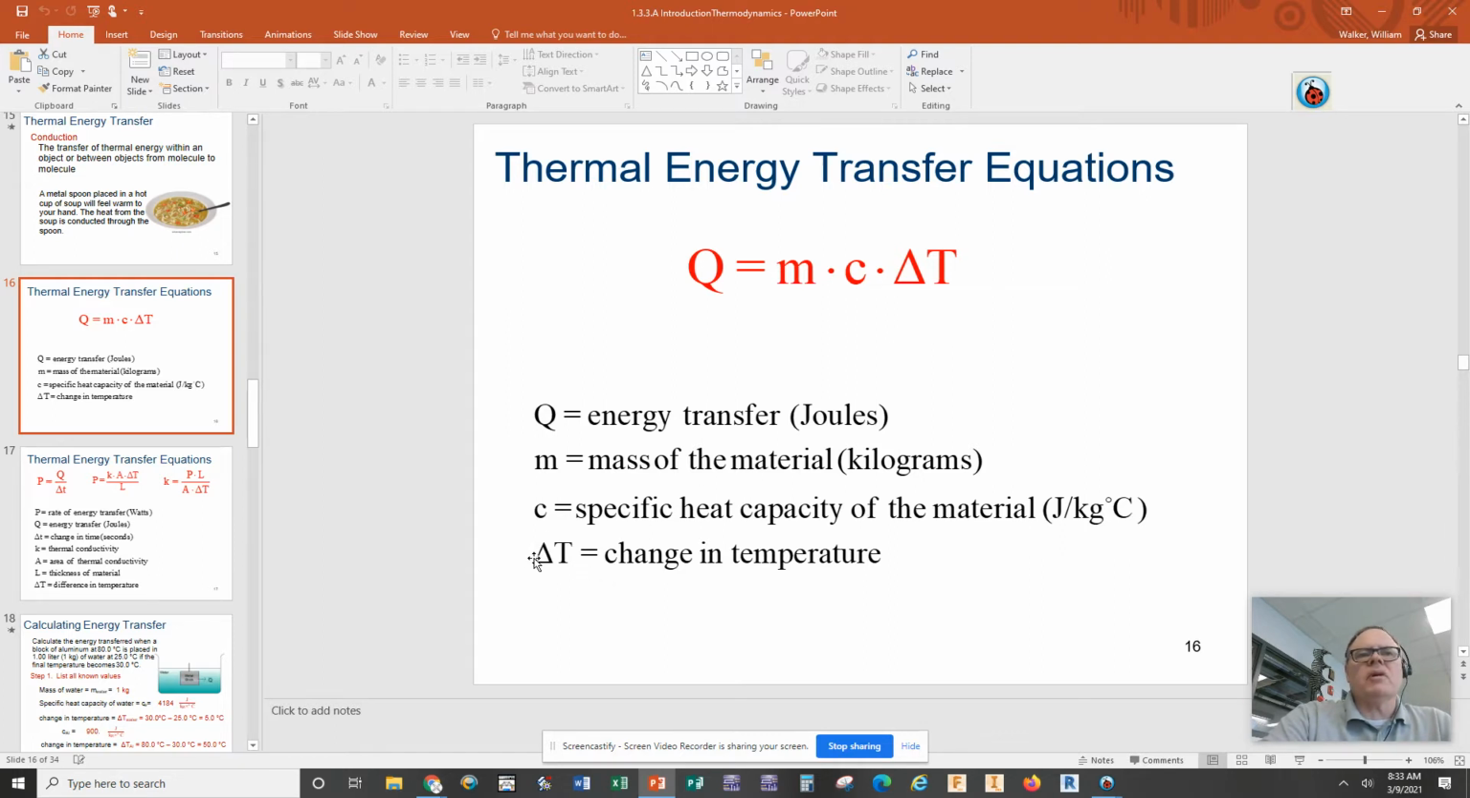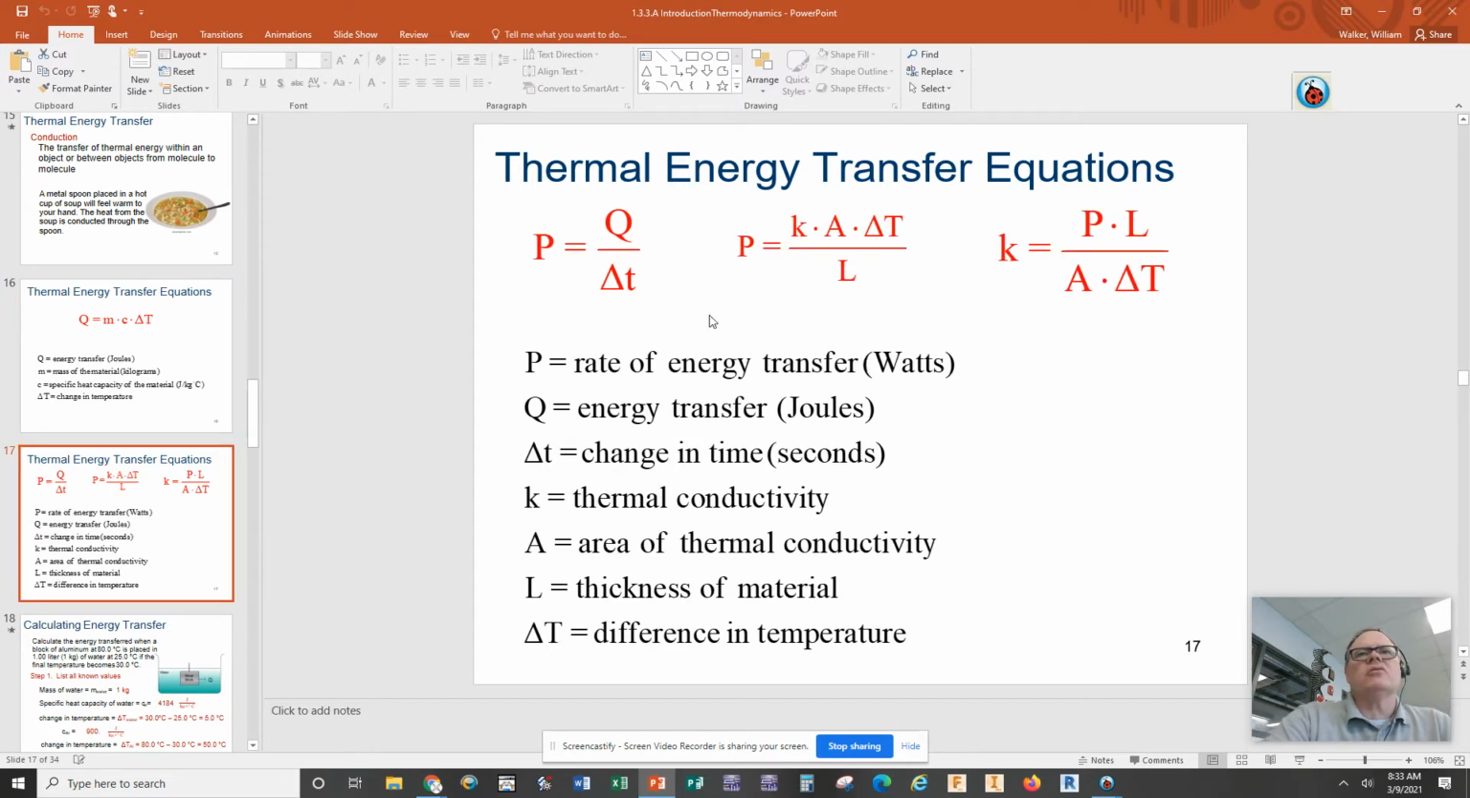That's represented by the Greek letter delta for change in temperature. Again, mass needs to be in kilograms. Temperature needs to be in Celsius. And that'll give you your amount of energy transfer in joules. Now, in slide 17, there are also additional variations of this formula, where P is the rate of energy transfer, and that's whatever you get for Q divided by time, how much time elapsed while that energy was being transferred. That gives you the rate of energy transfer, which is watts, which is actually joules per second.